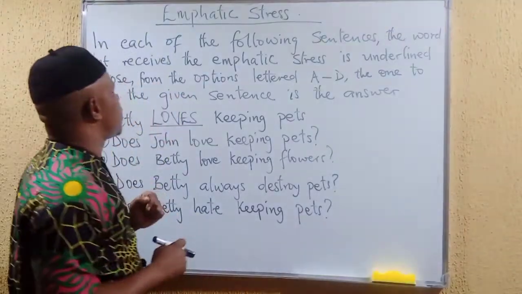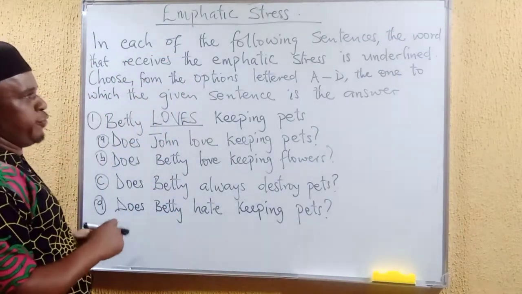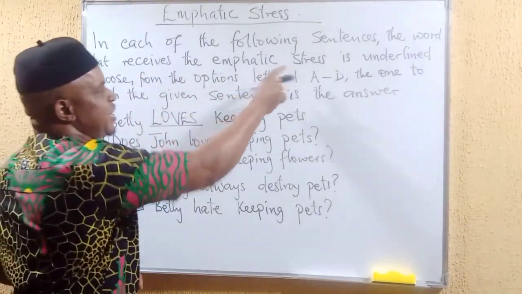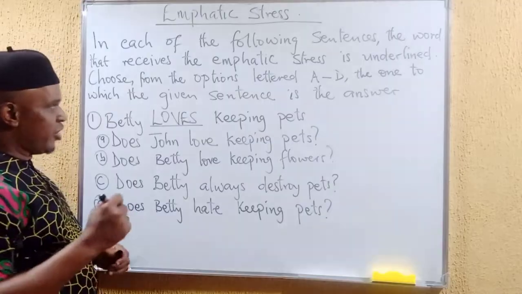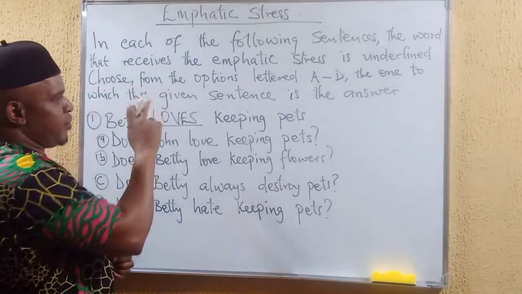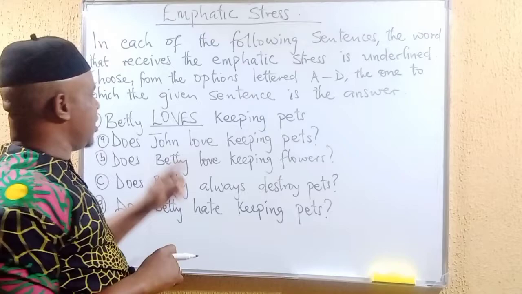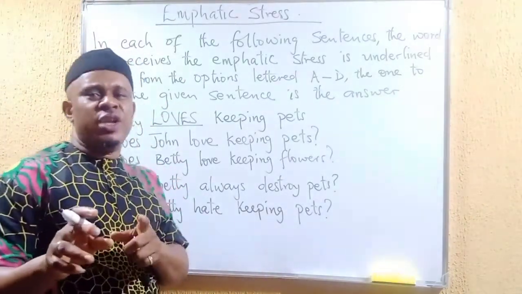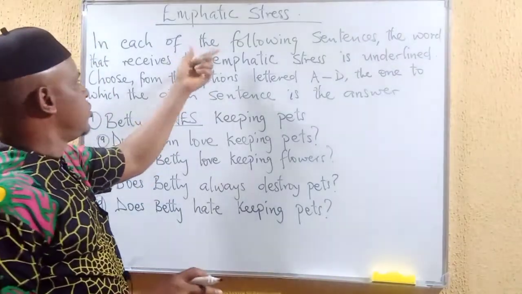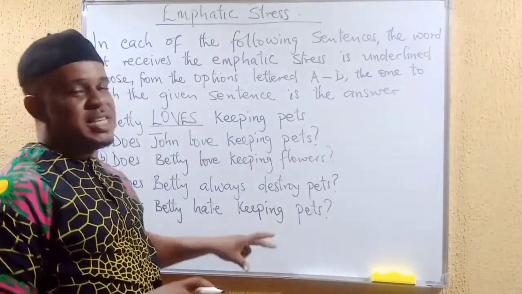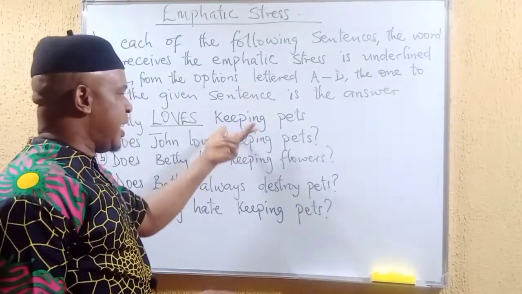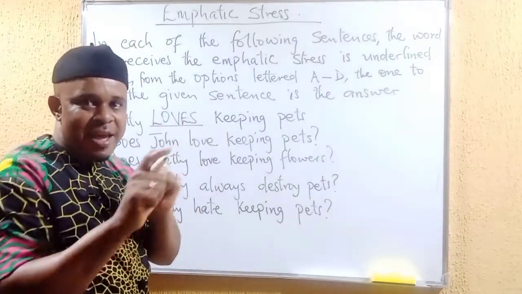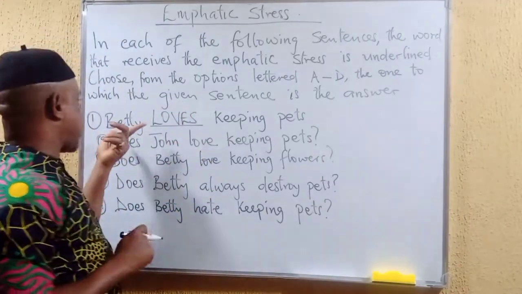Now, let us look at this question. In each of the following sentences, the word that receives the emphatic stress is underlined. Now, choose from the options lettered A to D the one to which the given sentence is the answer. What do we need to learn? We've been told that sentences have been established, okay? Now, from the establishment, we notice that the particular word under emphasis has been underlined. Let us look at the question.